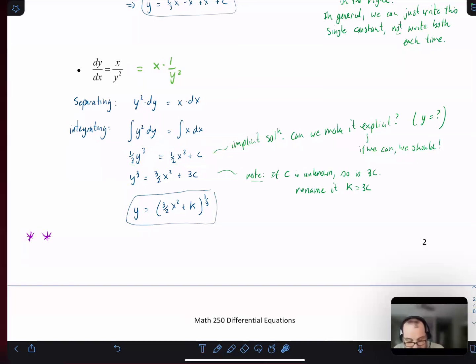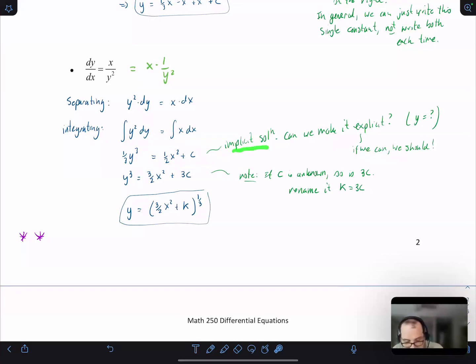However, it's not very nice. We call this an implicit solution because it is not solved for y. It does not say y equals and then a function of x. So we always prefer an explicit solution if we can do that. That is, solve for y if you can. So solving for y, see what happens.